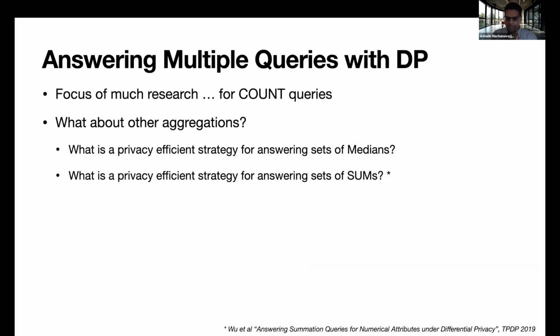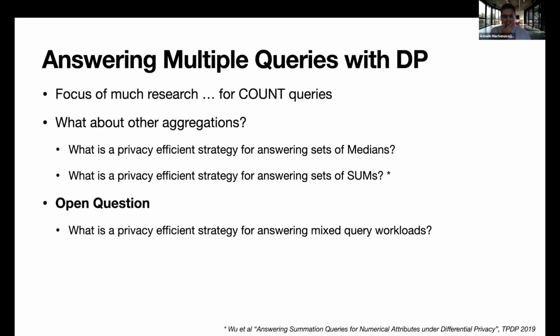We had a paper in TPDP 2019 about how you answer sets of sum queries. And there the challenge is basically that sums have a higher sensitivity because you may have one outlying value that is really large, and your noise has to cover that. And so you need ways in which you can truncate your data set. But a more interesting open question is, what is the privacy-efficient strategy for answering mixed workloads having different kinds of statistics, counts and medians and sums and maxes and mins and so on? I think that's an interesting open question.